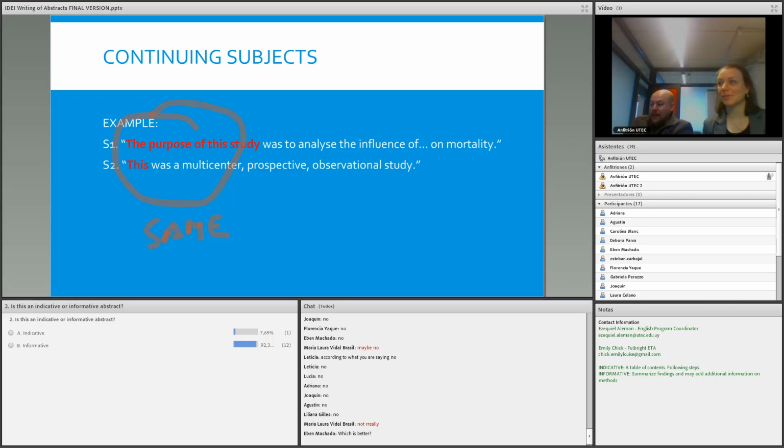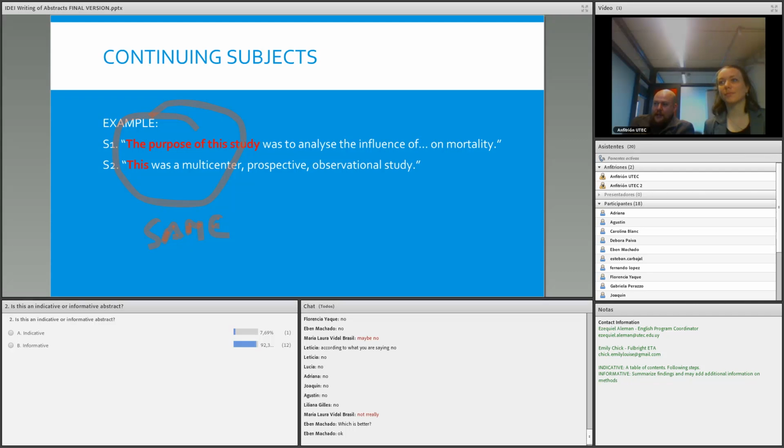Everybody's asking which one is better. I don't think that there's one that is better. I think it depends on what you want to say. We're going to see some examples, an exercise at the end, and you tell me which one you like the most. Okay? So let's go to the next one. So continuing subject means you have a subject here, and then in the second sentence you continue with the same subject. Of course, you're going to use a demonstrative pronoun, for example, to replace the original subject.